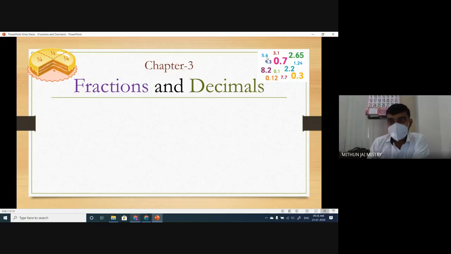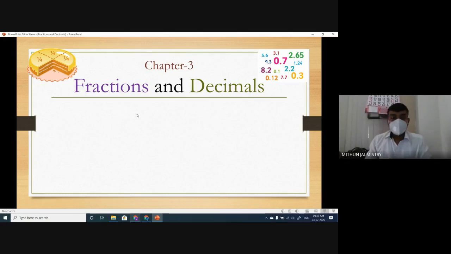And decimals, here you can see I have written 0.7, 2.65, 1.24. So all these numbers, or this way of representation, is called decimals, right? So actually this 1 by 4 can again be written as 0.25. So I can say that fractions and decimals are nothing but the same number, but their form is different. Their appearance is different. Fractions can be converted to decimals, and decimals also can be converted to fractions, right?